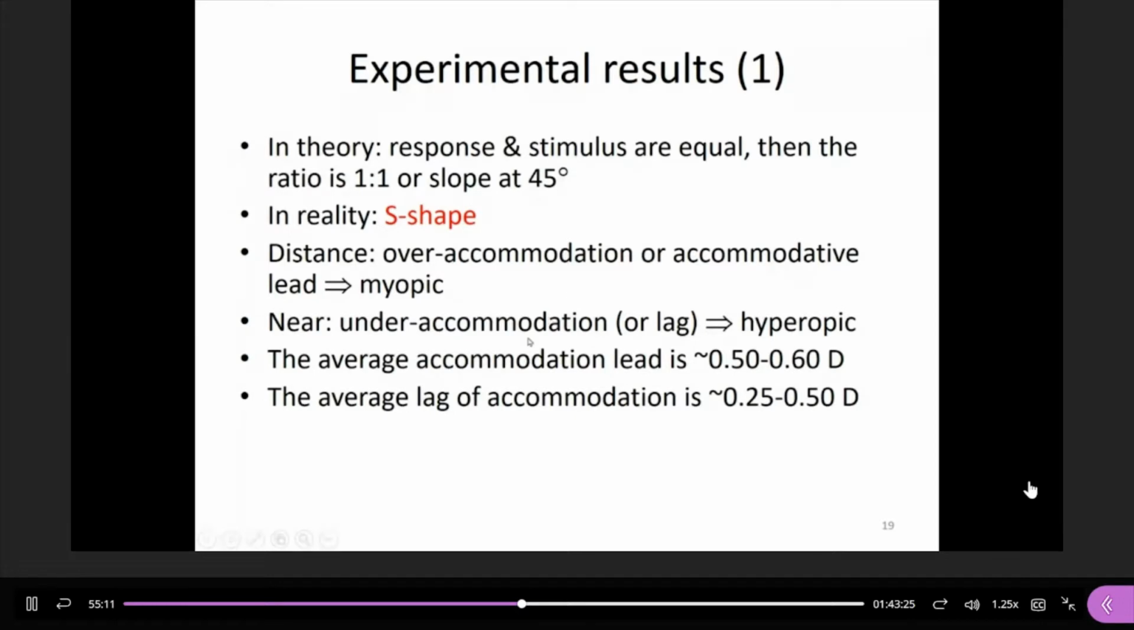But for near, we have under accommodation. So the accommodation is not sufficient for that particular distance. We call this accommodation lag, making the eye more hyperopic or less myopic. On average, the accommodation lead is about 0.5 to 0.6 diopter, depending on the individual. And the accommodation lag is usually in the range of 0.25, a quarter, to about 0.5 diopter in most patients.